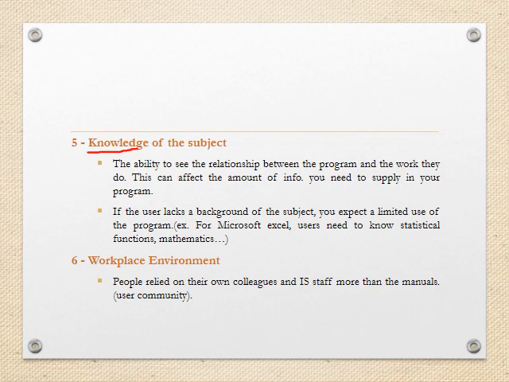Number 5, knowledge of the subject. That means we want to know their ability to see the relationship between the program and the work they perform. This can affect the amount of information you need to supply in your program. For example, if the user lacks a background of the subject, you expect limited use of the program.